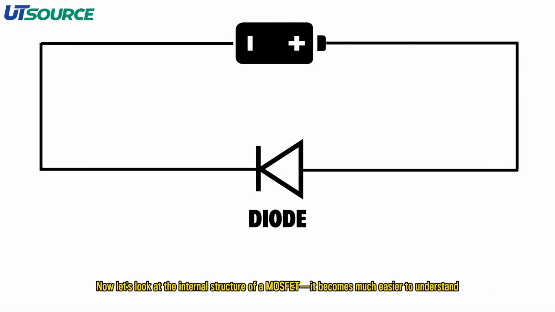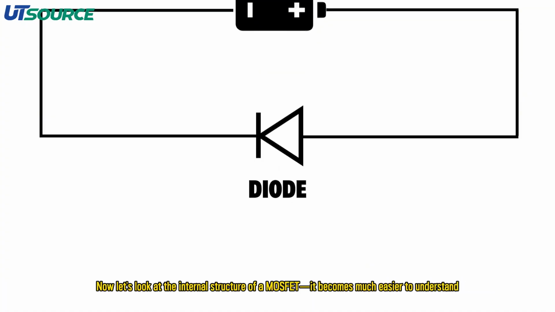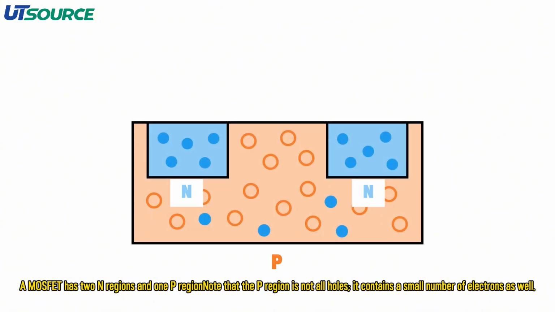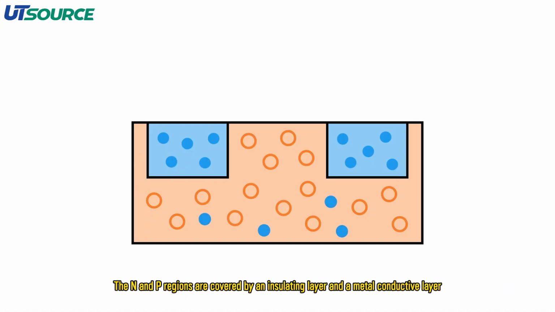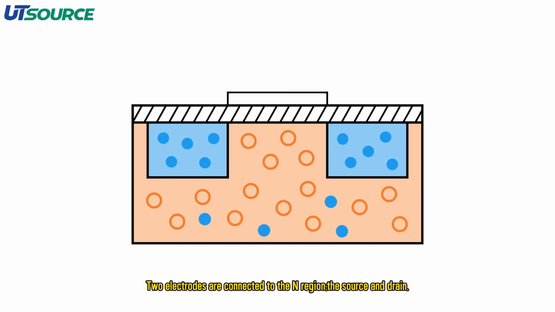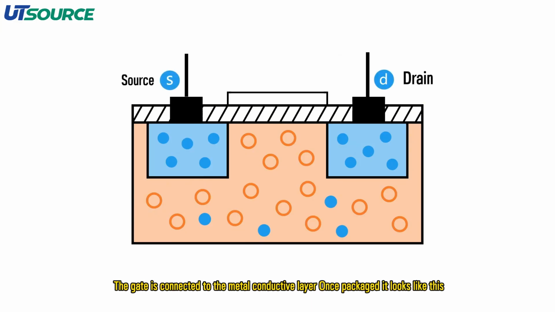Now let's look at the internal structure of a MOSFET. It becomes much easier to understand. A MOSFET has 2 n regions and 1 p region. Note that the p region is not all holes. It contains a small number of electrons as well. The n and p regions are covered by an insulating layer and a metal conductive layer. 2 electrodes are connected to the n region, the source and drain. The gate is connected to the metal conductive layer. Once packaged, it looks like this.